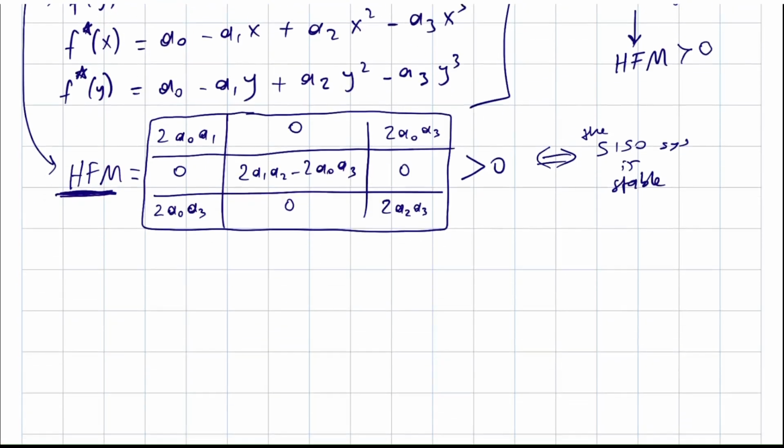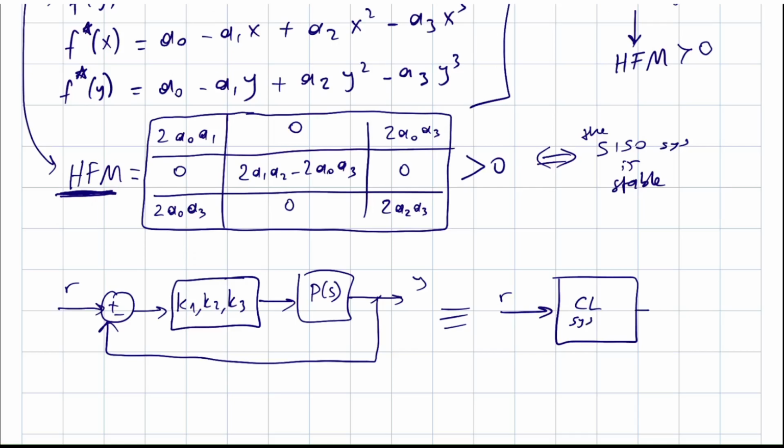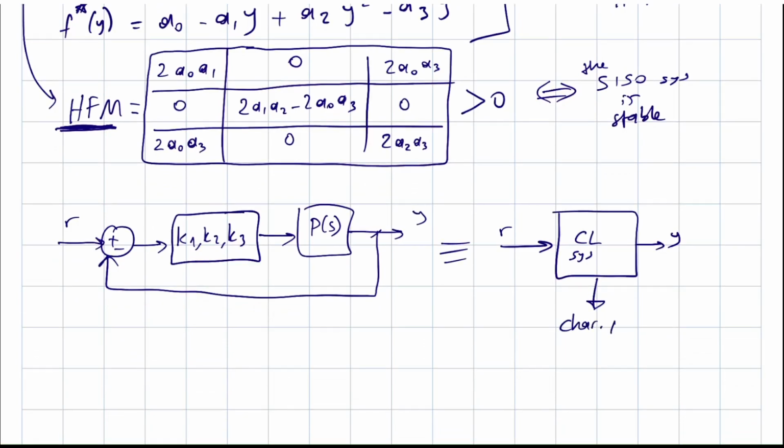You have r, plus minus, some type of controller, maybe with parameters k1, k2, k3, and then you have some type of plant e of s, then this is y, and then what you have is a closed-loop system, and you get the characteristic polynomial.